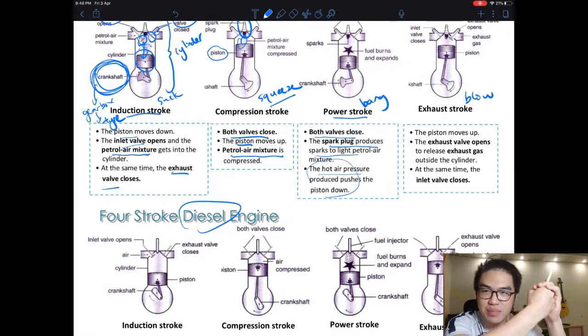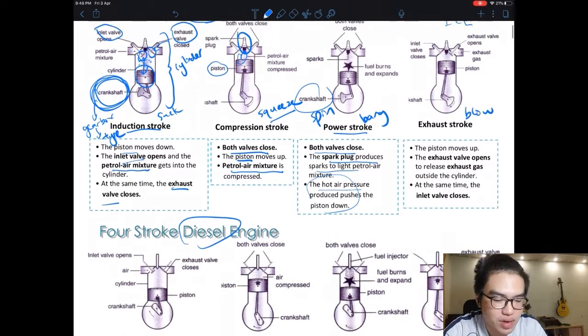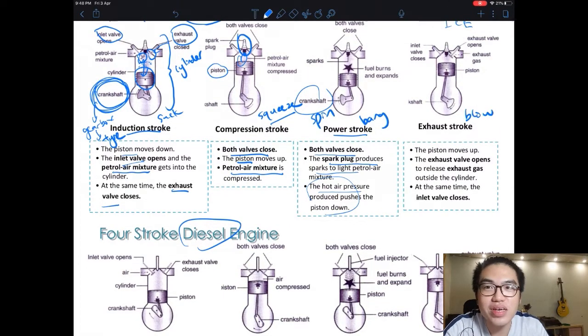Boom, bang, and then the piston will be pushed down, and then it will spin this crankshaft. It will spin here. It will spin the crankshaft. So after everything, now I only have exhaust gas left, the gas that I don't want.